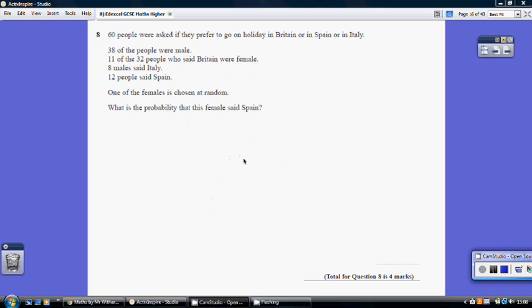Question 8. Now I think when you get one of these questions with a lot of information involved, involving males and females or boys and girls, and then you've got to break the information down across 2 or 3 options, so it might be like languages or what have you. Here we've got Britain, Spain and Italy. Then I think a two-way table is a good way to just sort of gather your thoughts.